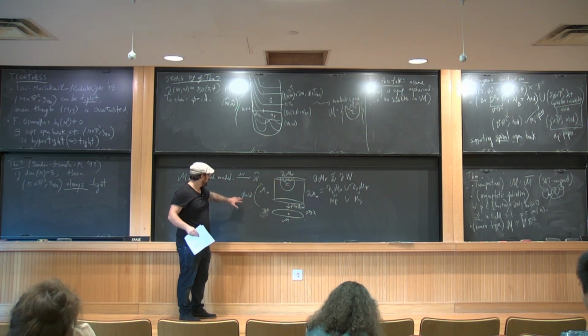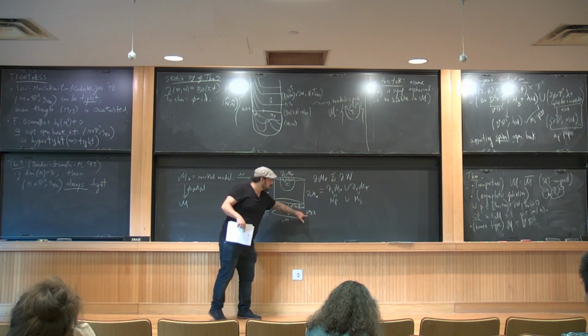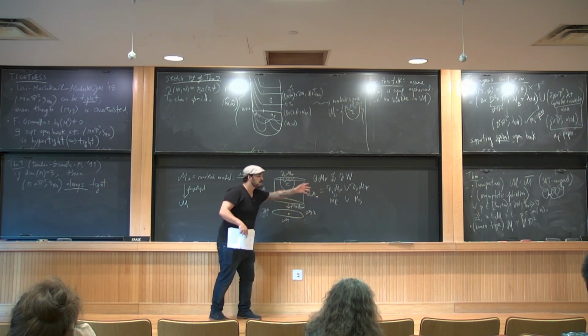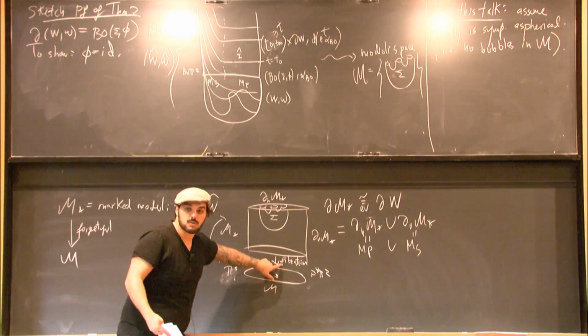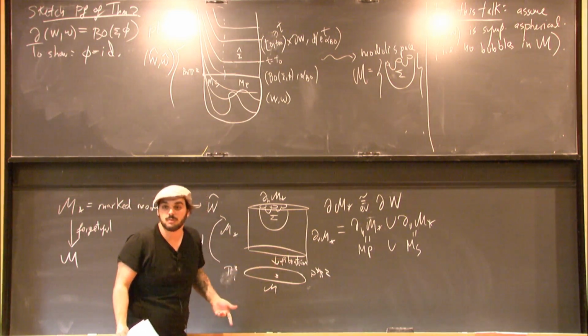But now, if I look at the cotangent fiber in here, I see an S1 on which the monodromy of the spinal open book is phi. But that S1 bounds a disk. And since I have a fibration structure, then the monodromy better be trivial.